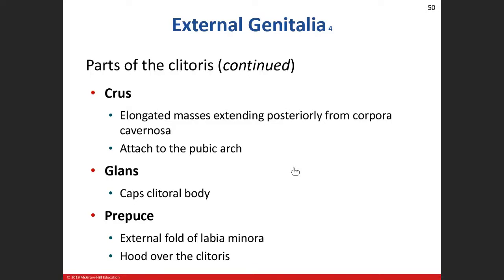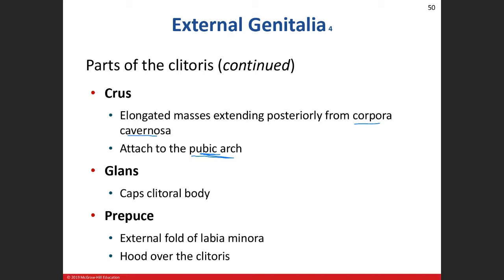If you remember when we were talking about the pubic bone, you had the superior pubic ramus, which was above the obturator foramen, and then the inferior pubic ramus, which was below the obturator foramen. Well, the crus are going to attach onto the pubic arch. And from each of those crus is where we get the corpus cavernosa, which will then fuse together to form the body of the clitoris. At the end of the body is the glans, and that sits right on the top there.